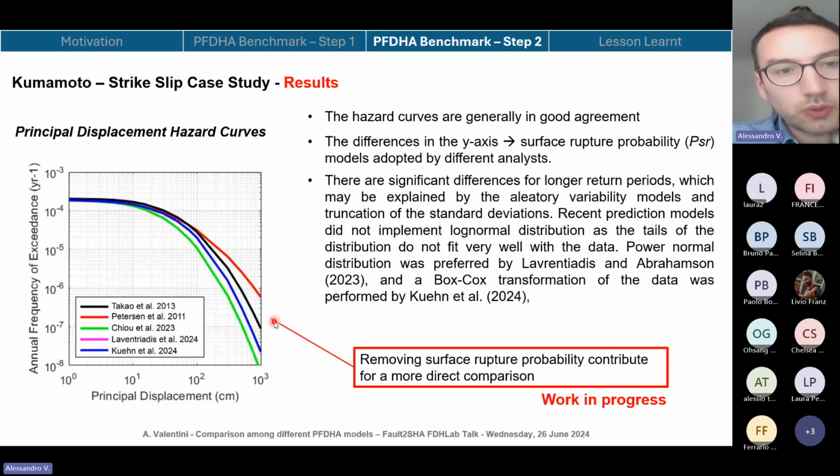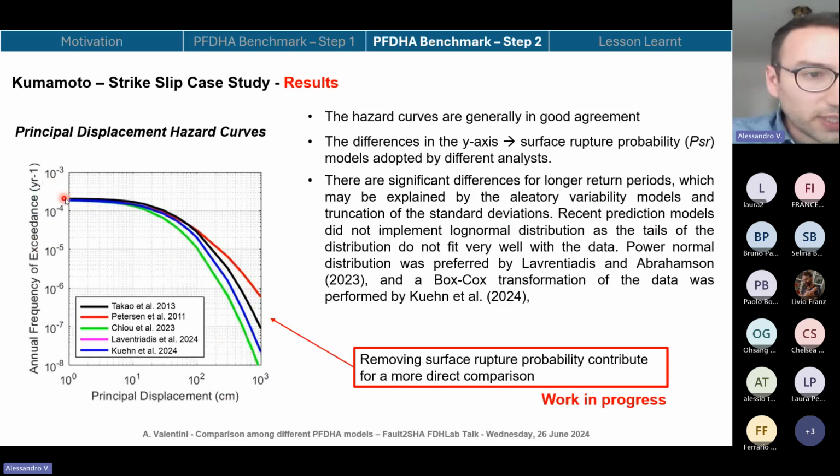Here in this plot, I show you what happens if we remove the surface rupture probability contribution. This allows us to do a more direct comparison, and I show you this only for the Kumamoto exercise because this is in progress. We got three reviews during the review process, and we are working on the revision of the paper. One comment of the three reviewers asked us to do a comparison in this way, removing the contribution of the surface rupture probability, in order to see the real difference among the models.